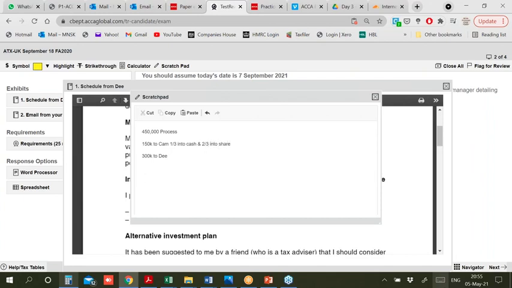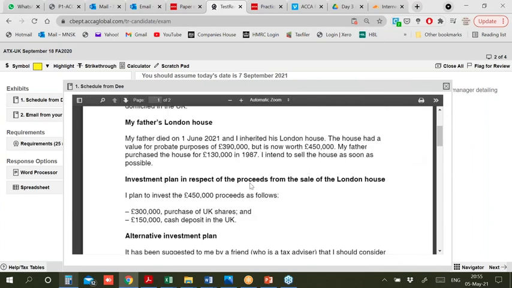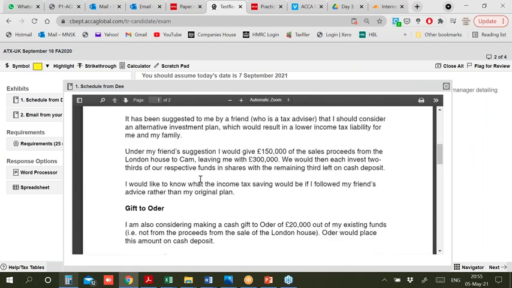There I'll just write the same. These are my notes till now, because it is a lot of information to process at once. So it's better that I make bullet points so it becomes easier for me to process the information. Now, investment plan in respect of the proceeds from the sale of London house, that I know already, and we have read till here. I would like you to know the tax savings.